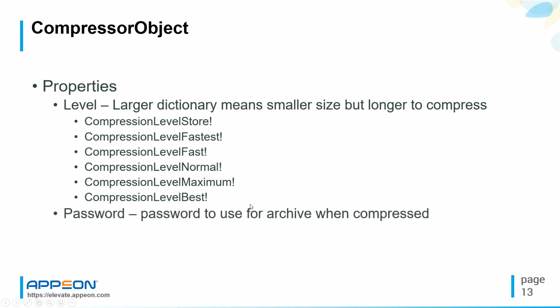So it's a trade-off. The other thing is you can provide a password. Now if you set the password property on the compressor object when it does compression, it will apply that password to the file it generates. So that then when you give it to the user, they would have to supply that password in order to decompress the file.